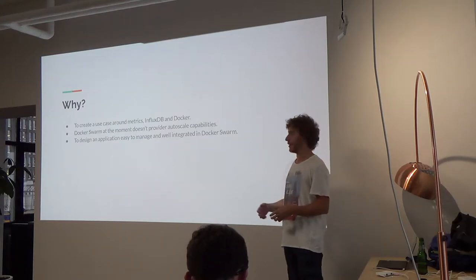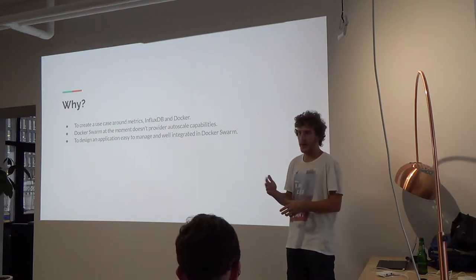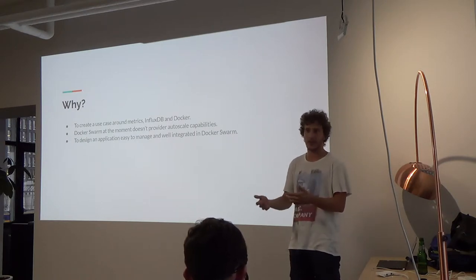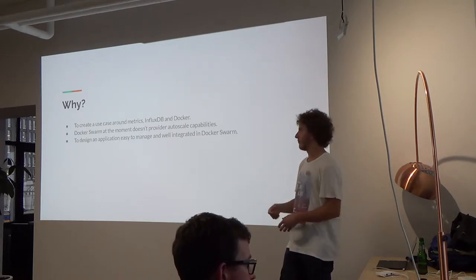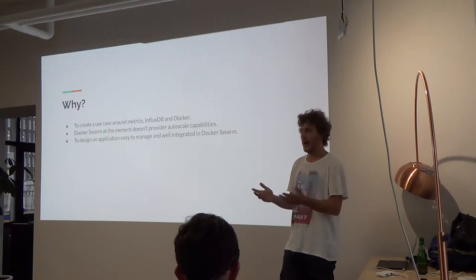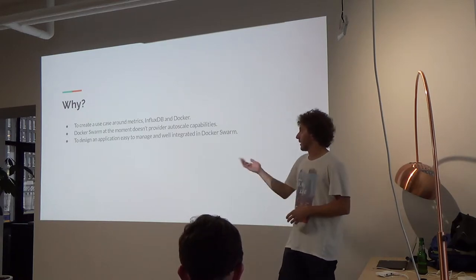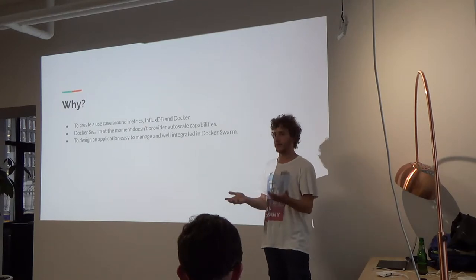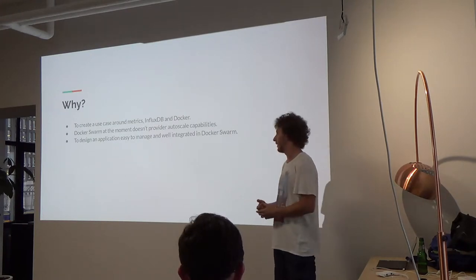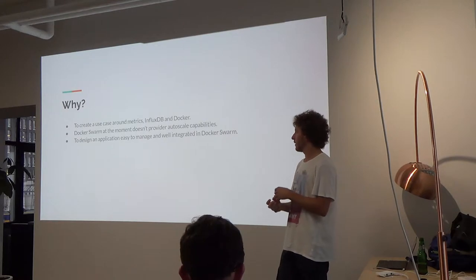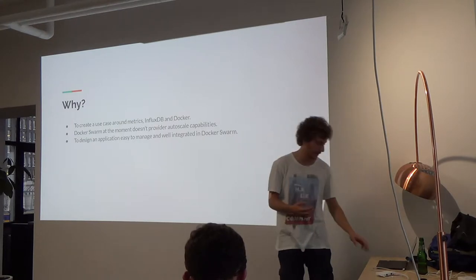Why did I do Orbiter? The main idea was to build a use case around metrics. I was working on InfluxDB, and we are managing metrics from CPU, from your application, from everywhere. And we were looking for a use case between Docker and InfluxDB. And I saw that Docker Swarm was not able to autoscale services, and we just decided to try to do that. Docker Swarm at the moment is not handling autoscaling, and for me it was a gap that I was able to fit, or at least try to fit, and I created Orbiter. And also to try the Docker API and to see how to extend Docker itself.